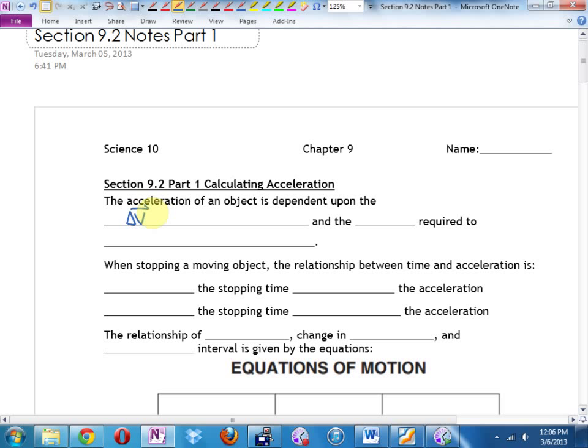Oh, and what's change in anything? Final minus initial. And what does T stand for? So, Timbits. The acceleration of an object, it depends on the change in velocity and the time required to change the velocity. Acceleration depends on two things, what your velocity change is and how long it took you.